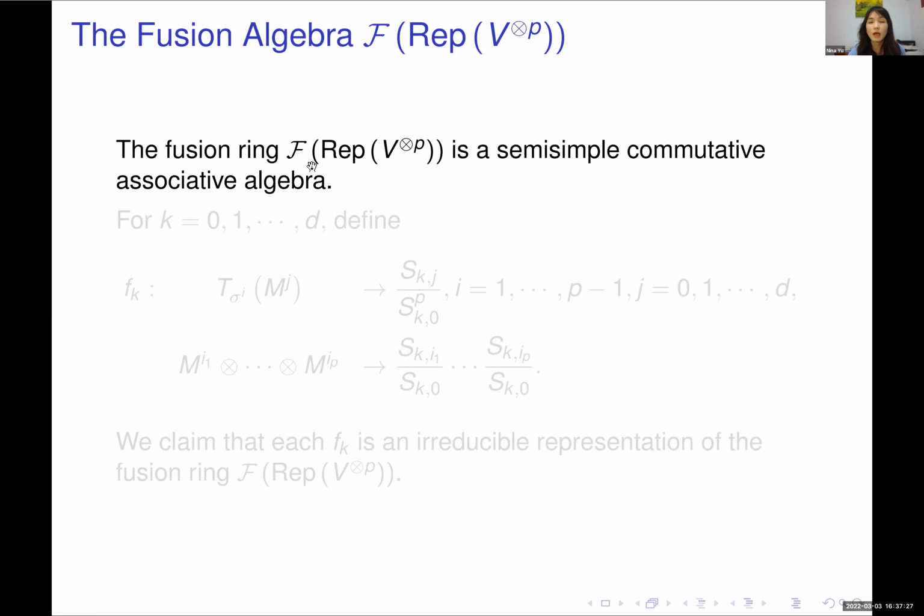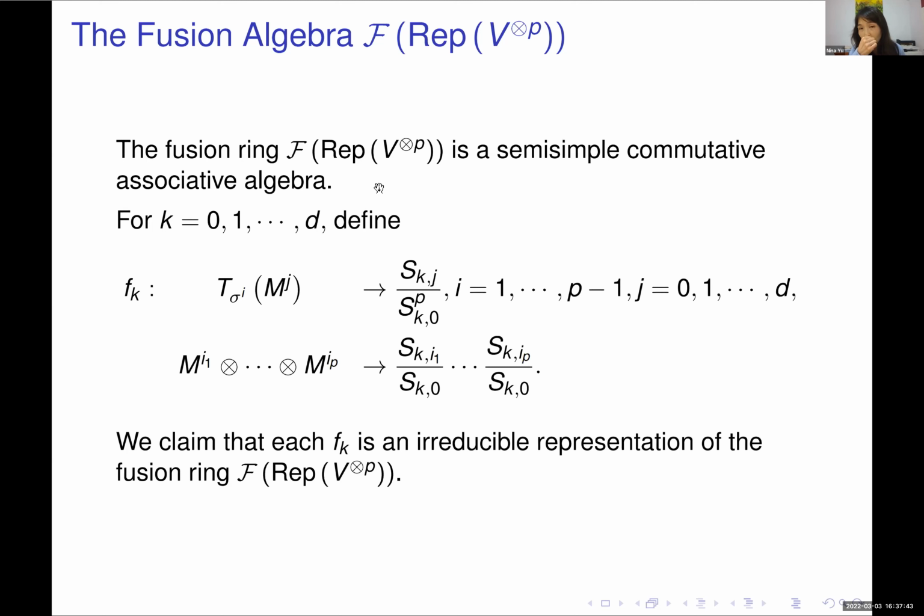Okay, so I mentioned earlier that the corresponding fusion ring of this V tensor P is a semi-simple commutative associative algebra. So you see that if we consider the representations, the irreducible representation should be one dimensional, and we actually can define χ_K such that the simple objects in this V tensor K are mapped to these numbers. The twisted module is mapped to this number, and this K goes from 0, 1 to D.